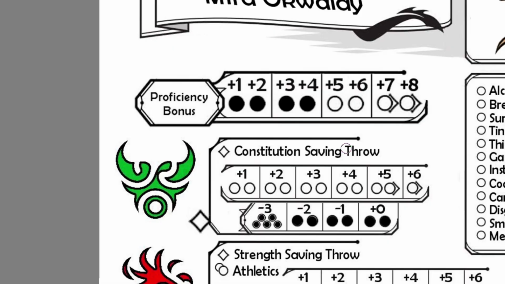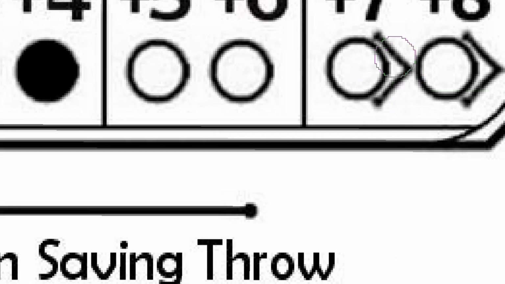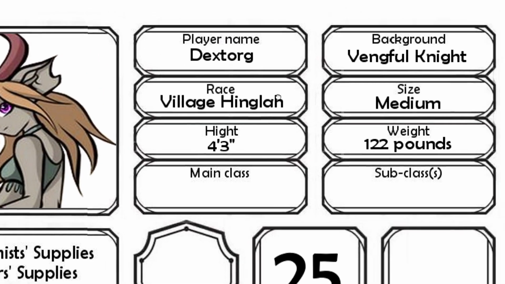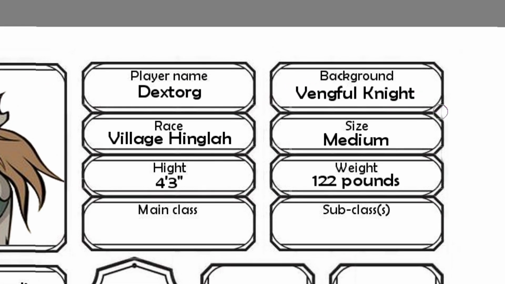We have a +4 proficiency bonus at level 1, and if we take that feat 2 more times, we would then also be able to fill in this triangle here, meaning that once we got to +6, we could go all the way to +7 in our proficiency bonus. I also wrote down Vengeful Knight under our background section.